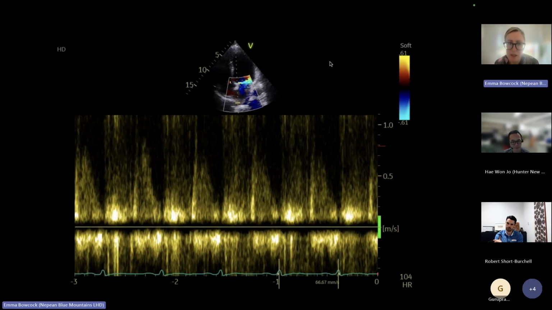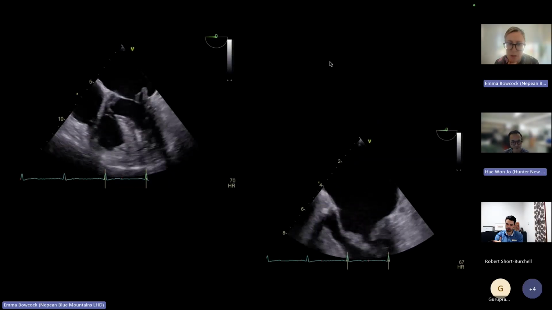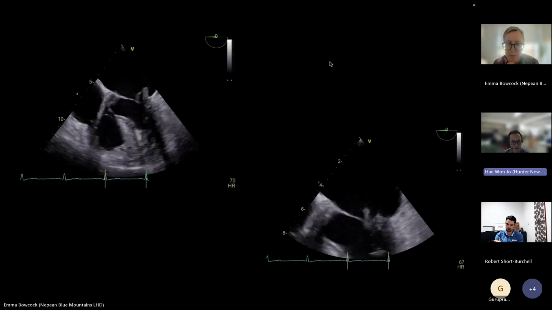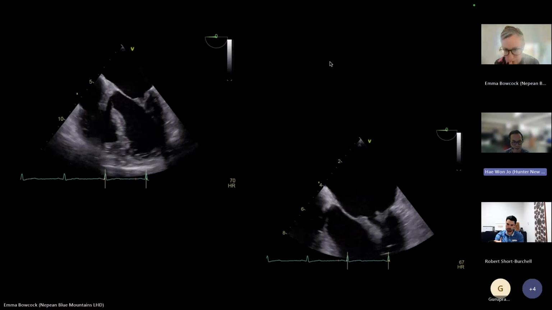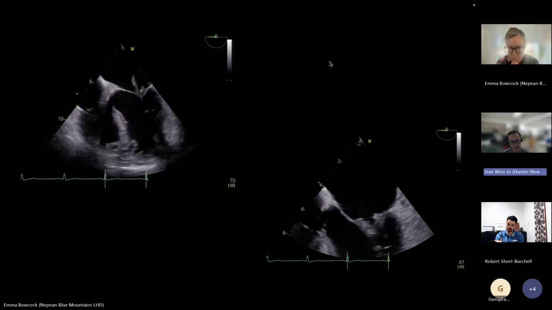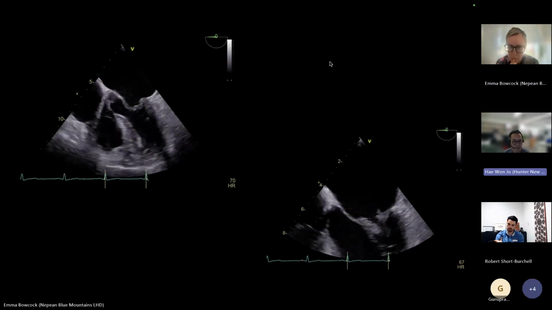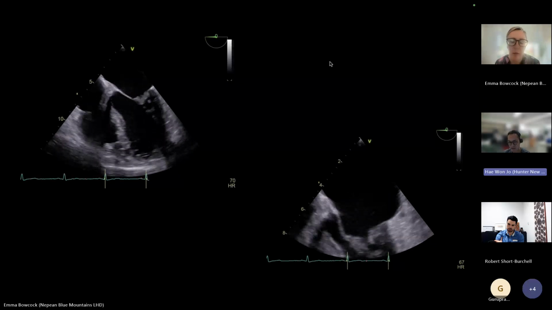Okay, so you said you wanted a TOE of this patient. So here we have some TOE images. Yeah. So that's apical 5-chamber view, so A2 and P2 scallops of the mitral valve. And now I can clearly see vegetation in both anterior and posterior leaflet with independent motion.